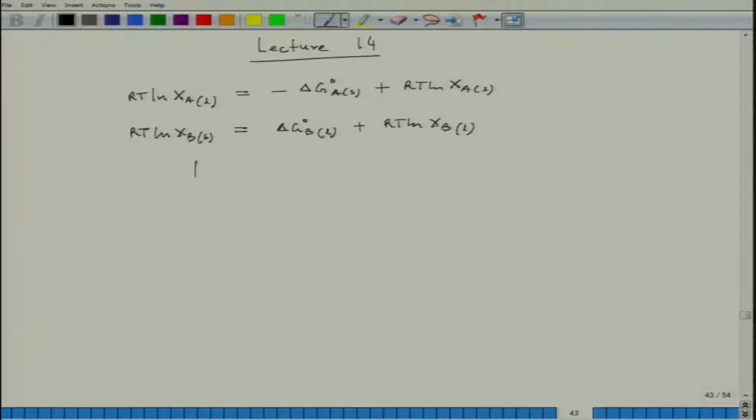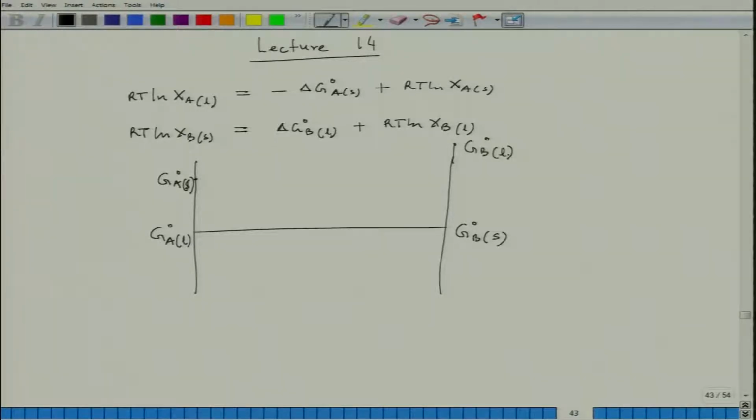And these two equations were obtained from the free energy diagram. This is GA0, which is a pure condition for liquid, and this is GA0 for solid. This is GB0 solid, and this is GB0 liquid, and our temperature was less than TMB and TMA. The temperature is less than melting point of pure B and greater than melting point of pure A. So in that case, we got these two conditions.